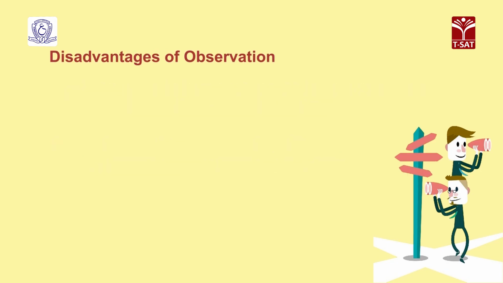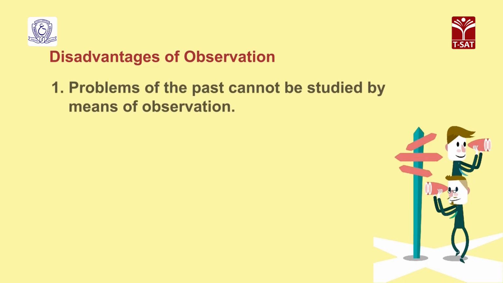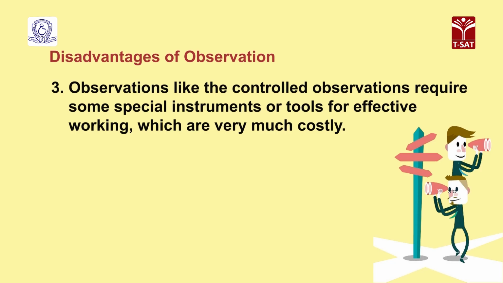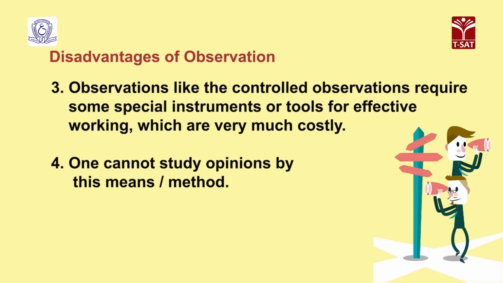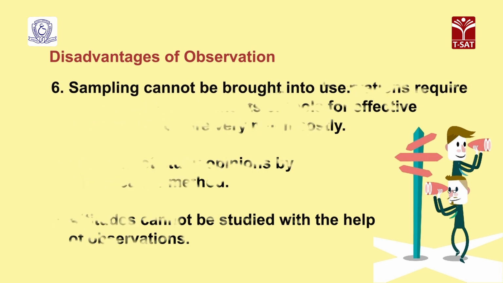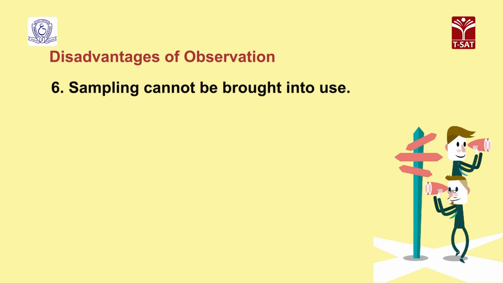And the disadvantages of observation are, first, that the problems of the past cannot be studied by means of observation. Second, having no other option, one has to depend on the documents available. Third, observations like the controlled observation require some special instruments or tools for effective working, which are very costly. Fourth, one cannot study opinions by this method. Fifth, attitudes cannot be studied with the help of observations. Sixth, sampling cannot be brought into use.